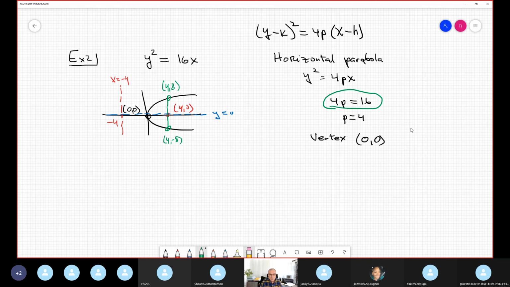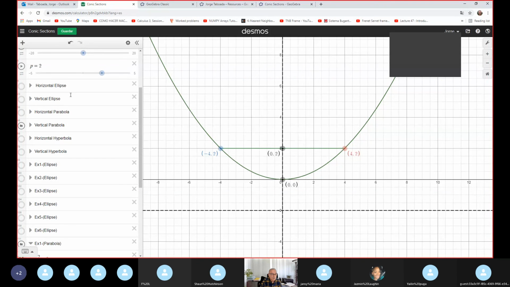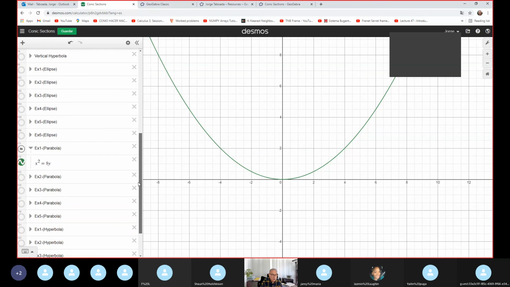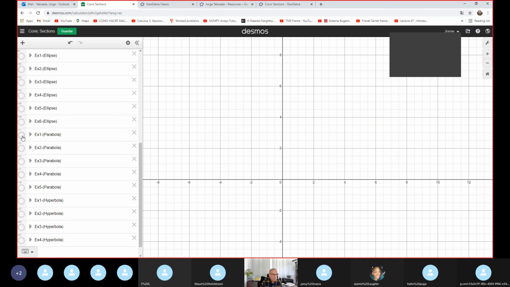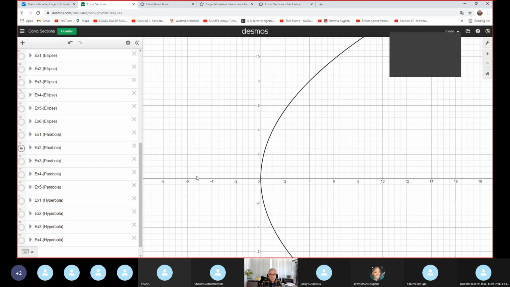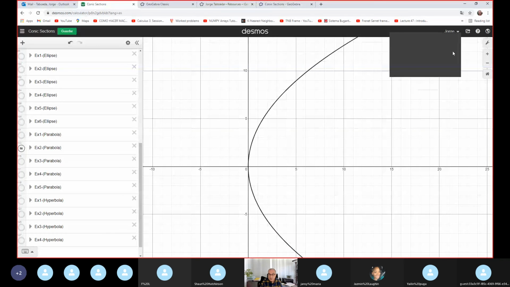Let's see quickly in Desmos. Okay. This example number, wait a second. Example number 2 of parabola. Here, over there. Do you see Desmos now? Yes, you see, right?